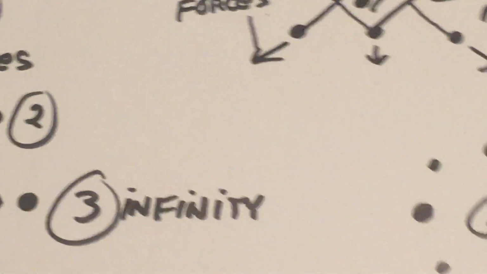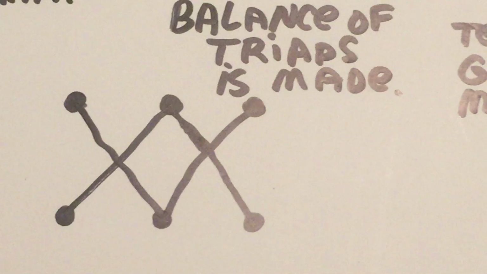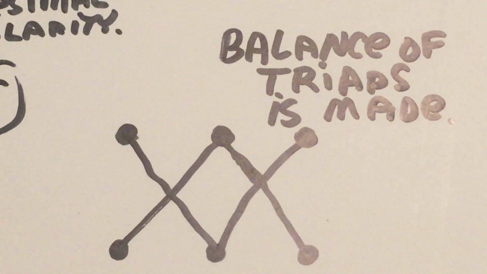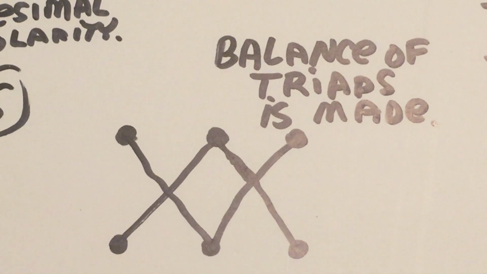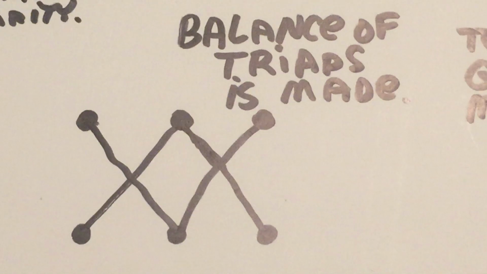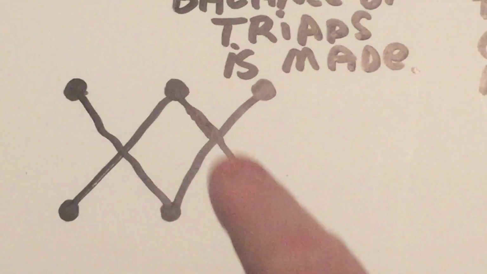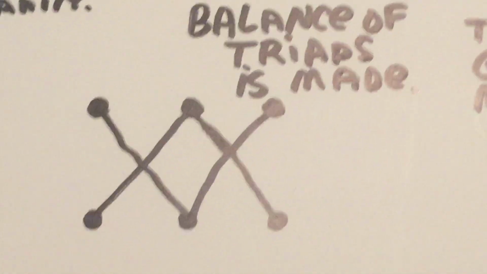Okay, number 7 is created when the balance of the triads is made here, where the forces even out each other. And again, we have another stretch of 4 at the center. And these are all stretching forces.